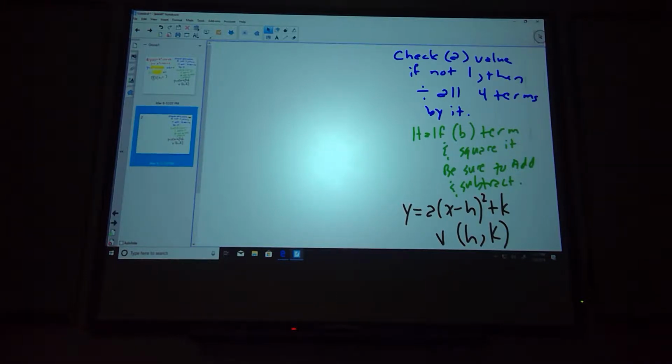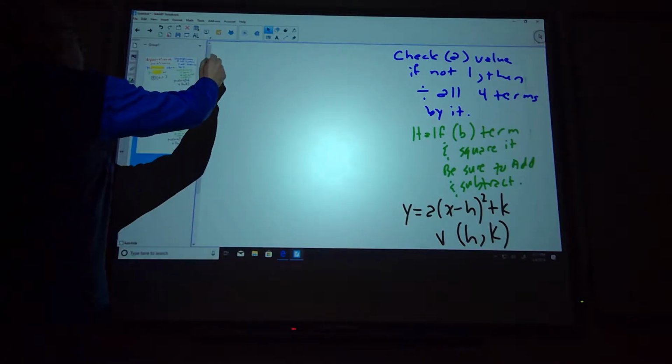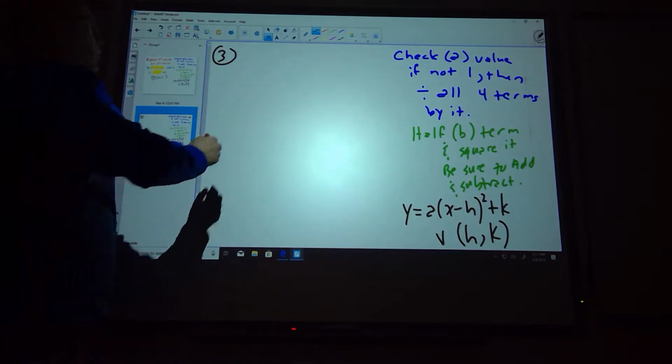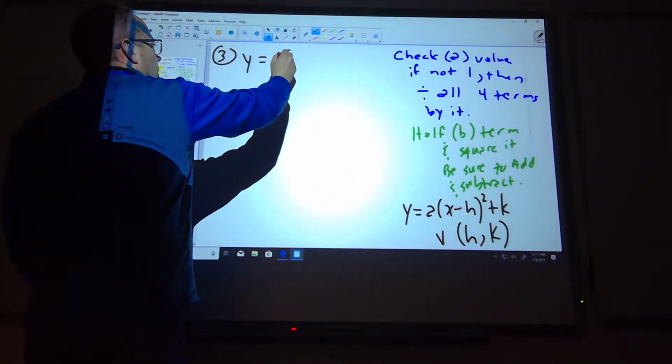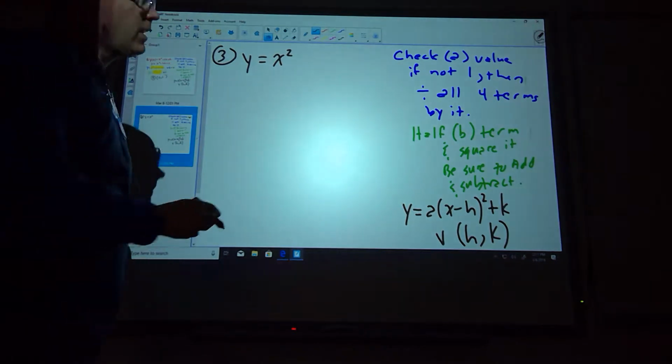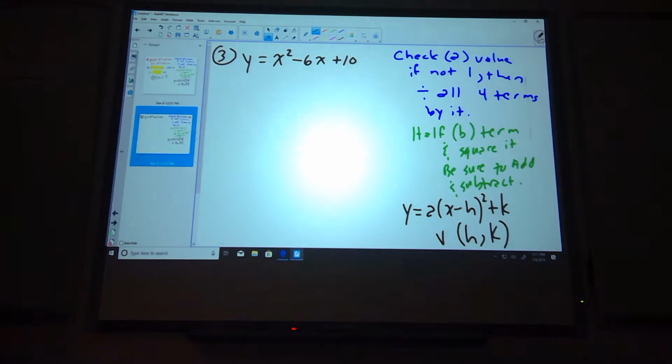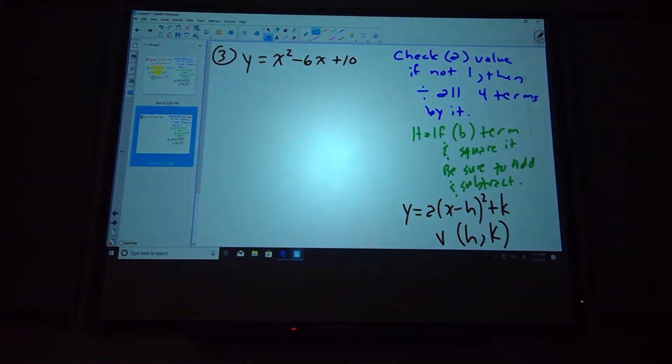Same rules. So let's look at, was number three the next one we did? Is that right? So problem number three is y equals x squared minus 6x plus 10. Good so far? What's my a value up there? What's the lead coefficient on x squared? 1. So I don't have to divide everything by 1, do I? So we can move on to the next step. Next step was what?